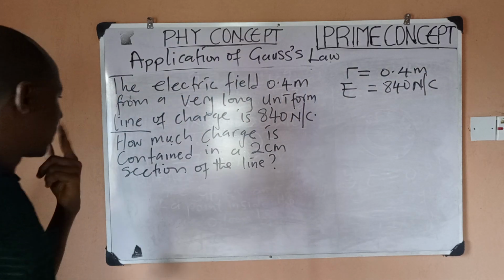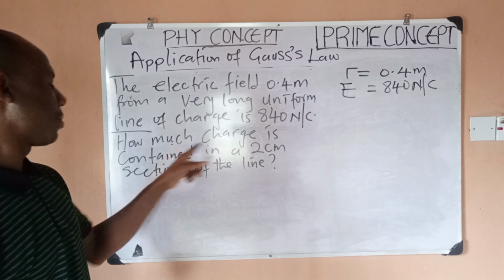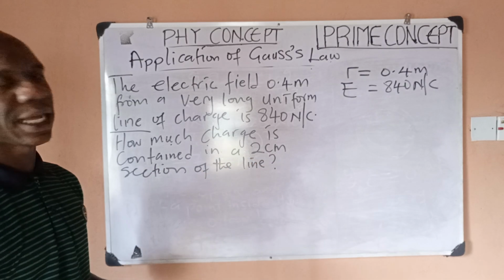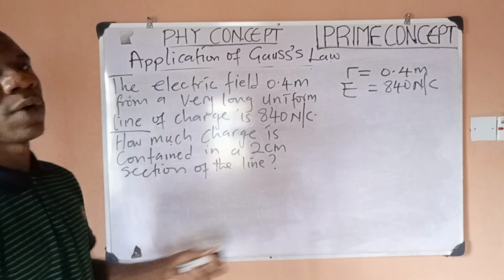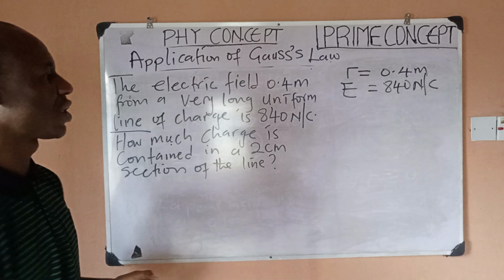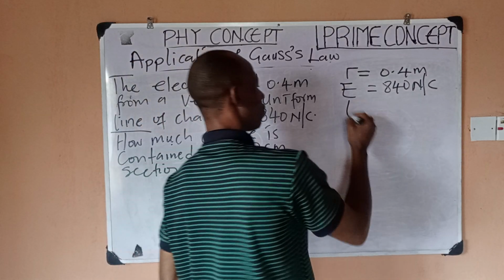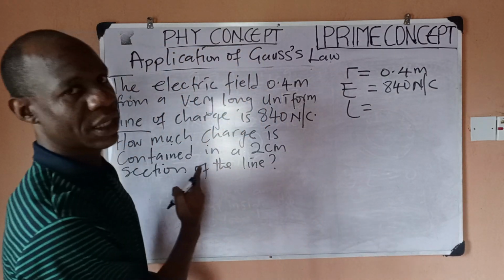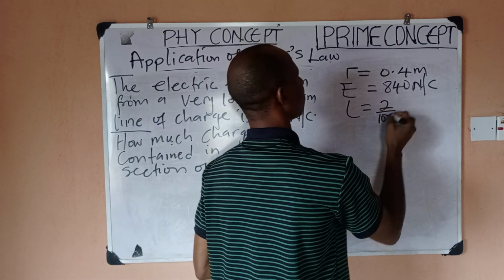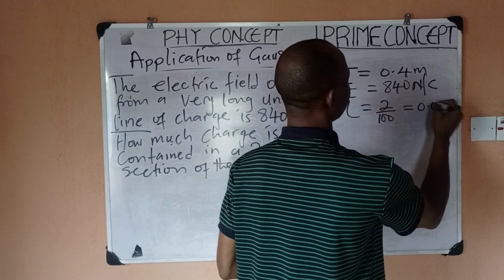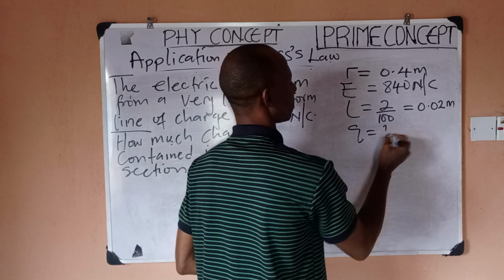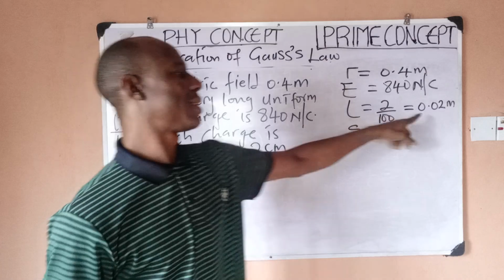And they said how much charge is contained in a 2 cm section of the line, right? So if you have a wire that is very long, in just a 2 cm section of that line, how much charge will be contained? So the length is 2 cm, which you need to divide by 100 so that you have 0.02 meters. So we want to find how much charge will be present in the length 0.02.